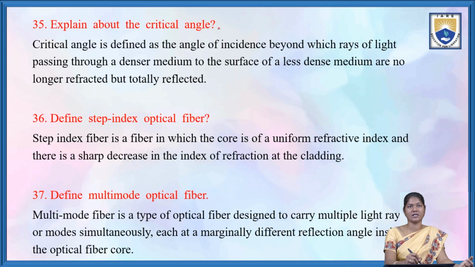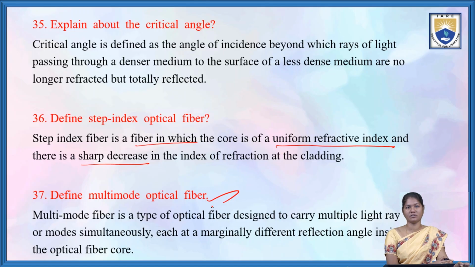Explain about the critical angle. The critical angle is defined as the angle of incidence beyond which rays of light passing through a denser medium to the surface of a less dense medium are no longer refracted but totally reflected. Define a step index optical fiber. A step index optical fiber is a fiber in which the core has a uniform refractive index and there is a sharp decrease in the index of refraction at the cladding.